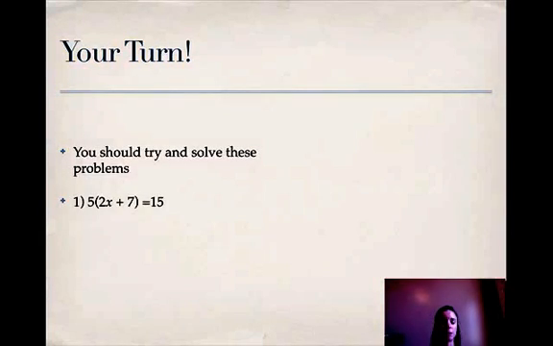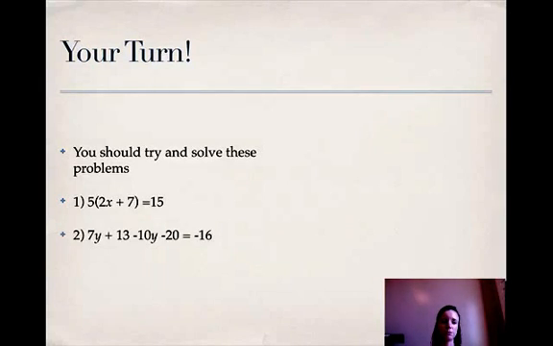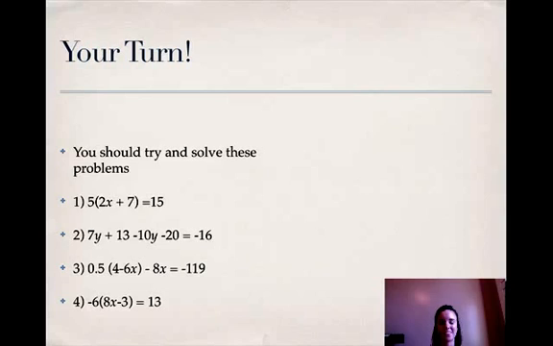So we have problem 1. 5 times the quantity 2x plus 7 equals 15. Problem 2. 7y plus 13 minus 10y minus 20 equals negative 16. Problem 3, 0.5 times the quantity 4 minus 6x, minus 8x, equals negative 119. And problem 4, negative 6 times the quantity 8x minus 3 equals 13.